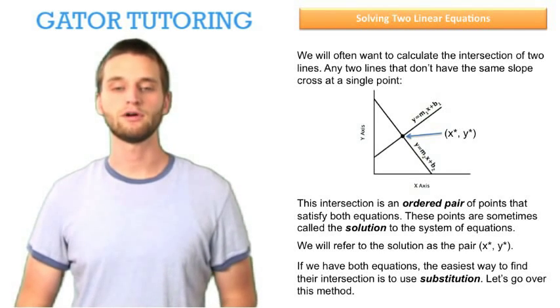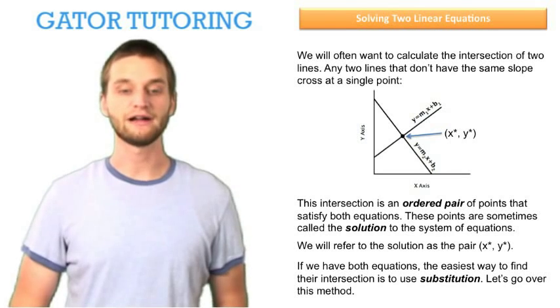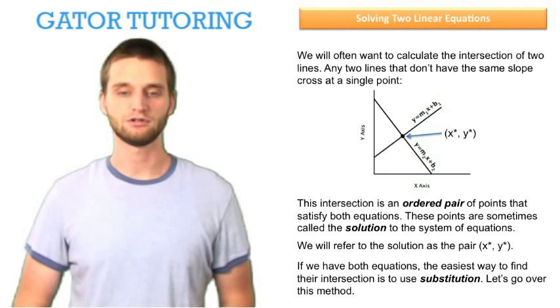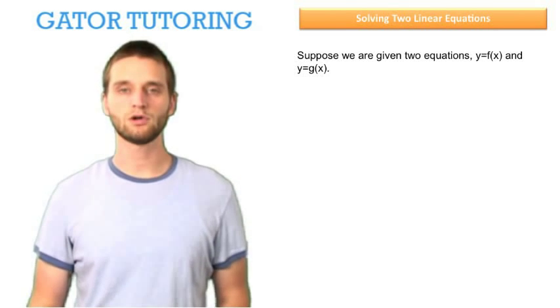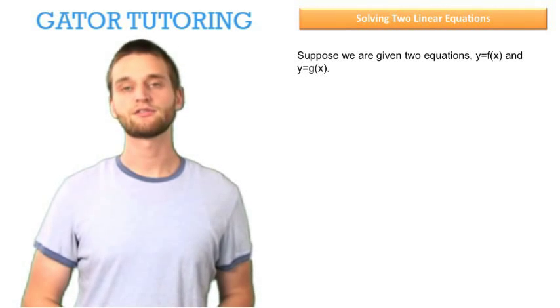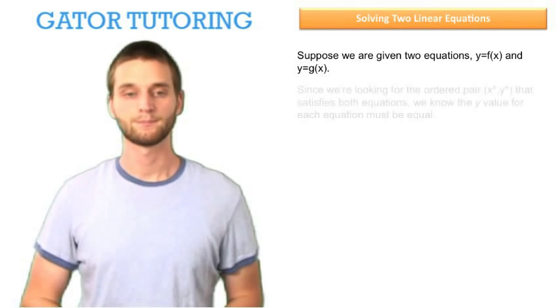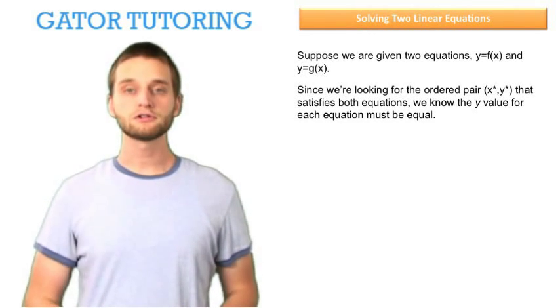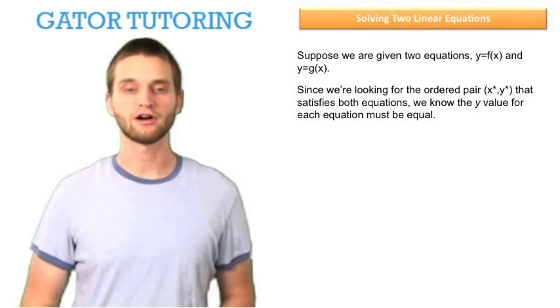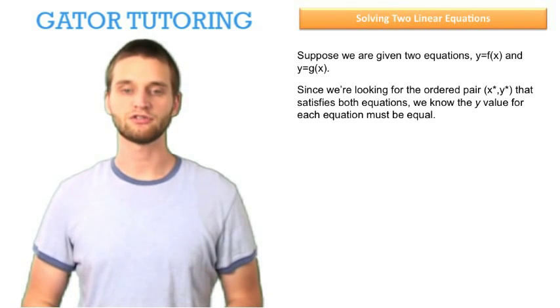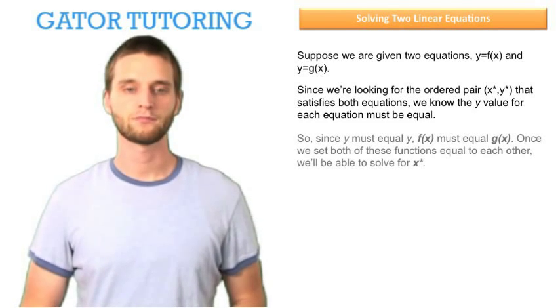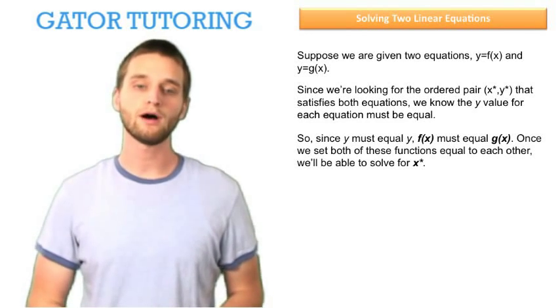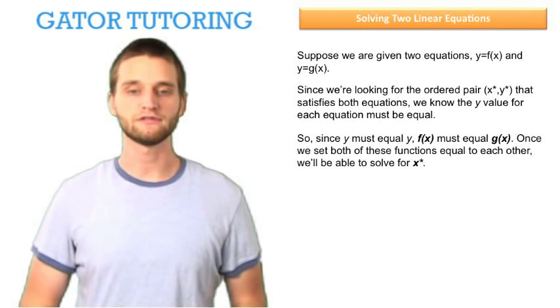If we have both equations, the easiest way to find their intersection is to use substitution. Let's go over this method. Suppose we are given two equations, y equals f of x and y equals g of x. Since we're looking for the ordered pair x star, y star that satisfies both equations, we know the y value for each equation must be equal. So, since y must equal y, f of x must equal g of x.